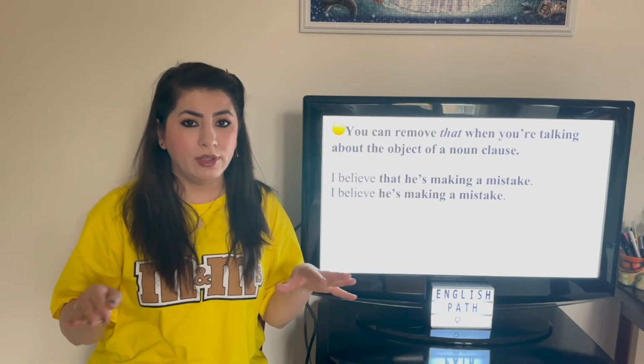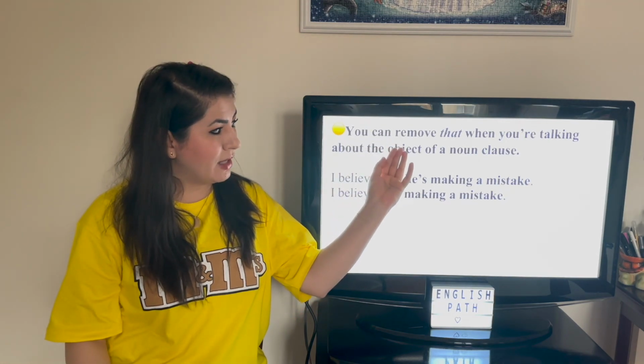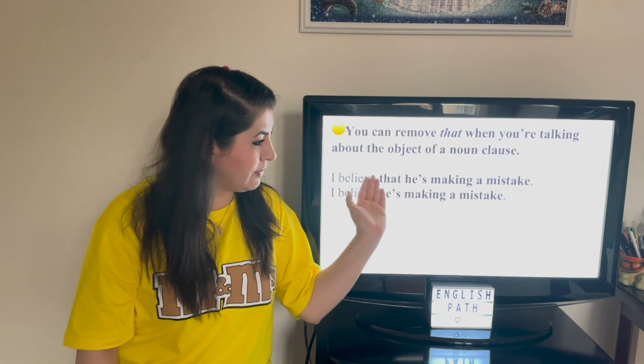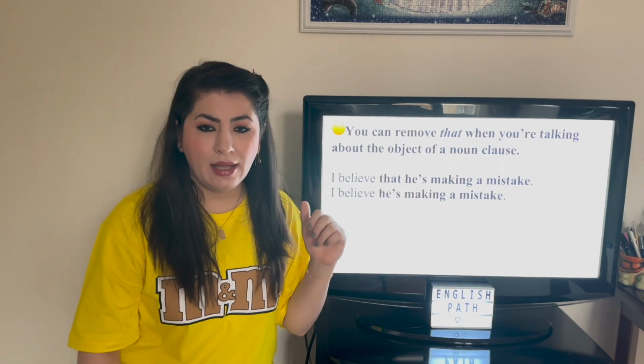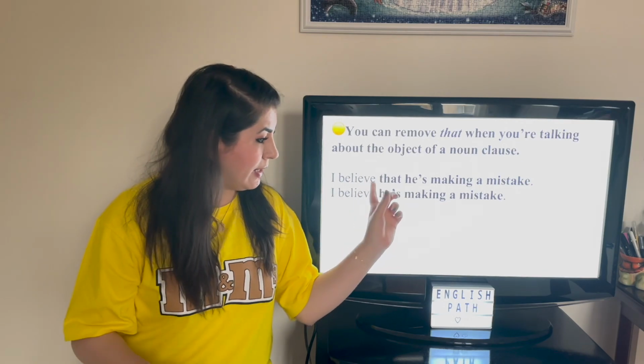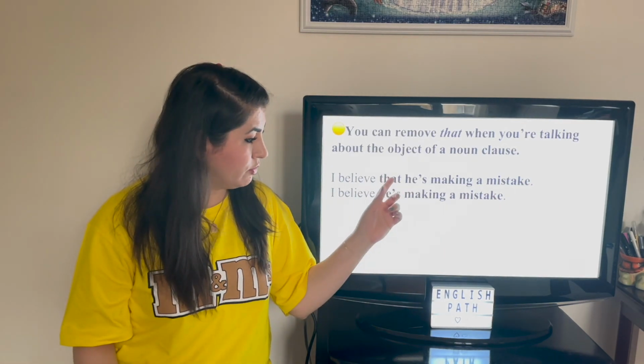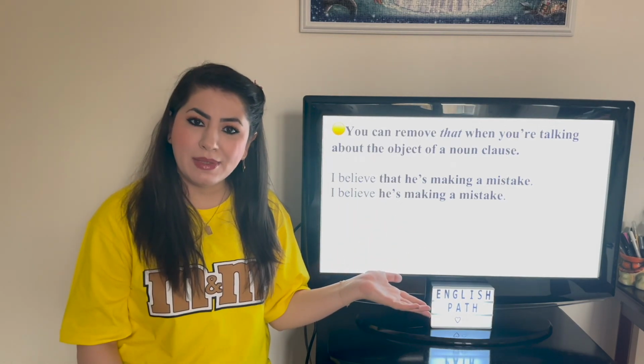Also in informal language, you can remove that when you're talking about the object of a noun clause. Like, I believe that he's making a mistake. I believe something. So the noun clause is the object of the sentence. So I can remove that. I believe he's making a mistake.